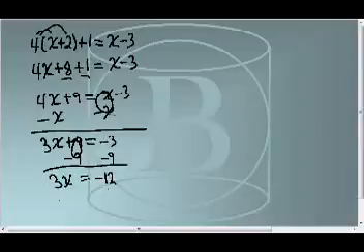The next step is to isolate my variable, and how I do that with inverse operations. The variable has been multiplied by 3. I undo multiplication by dividing. So the last step, I have x equals negative 4.